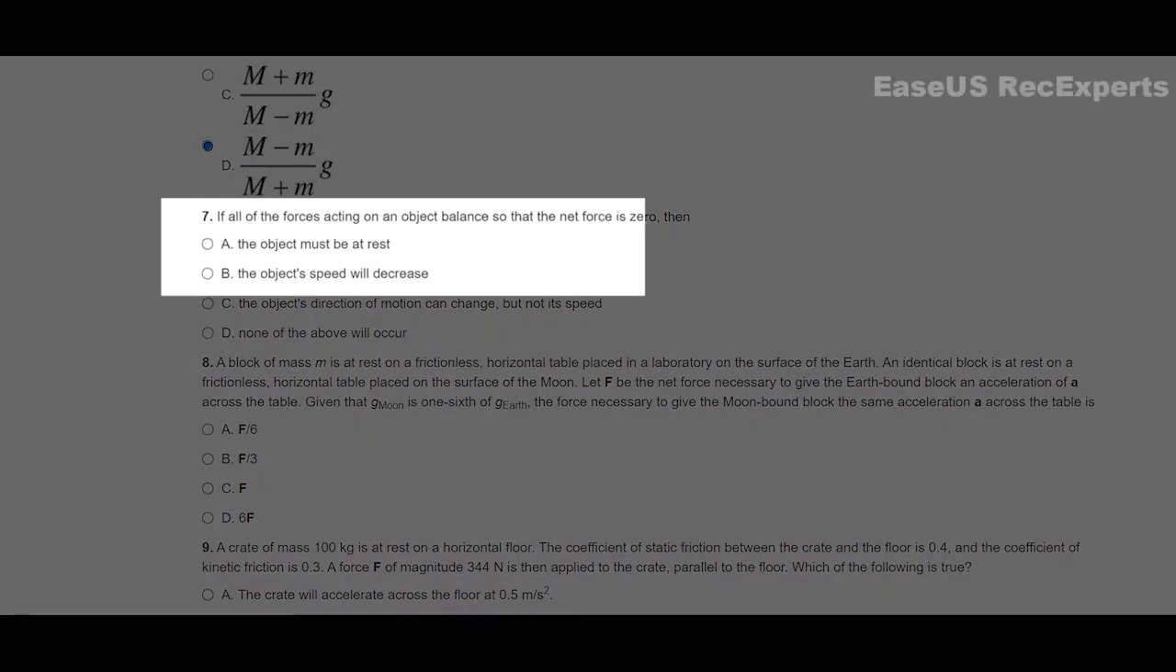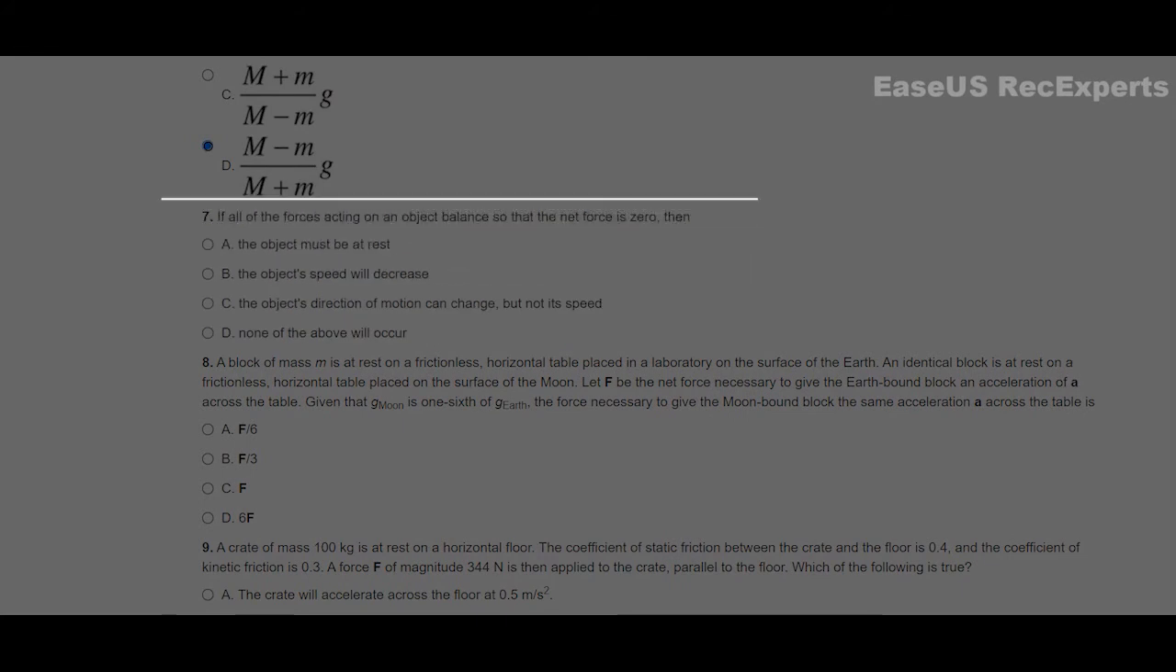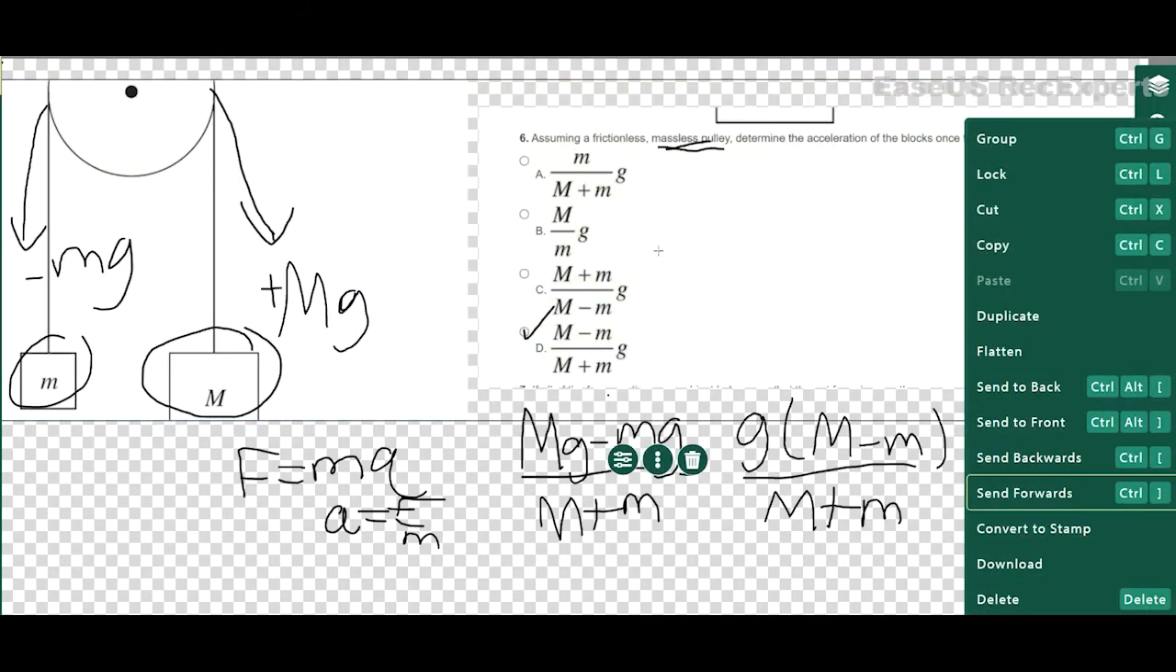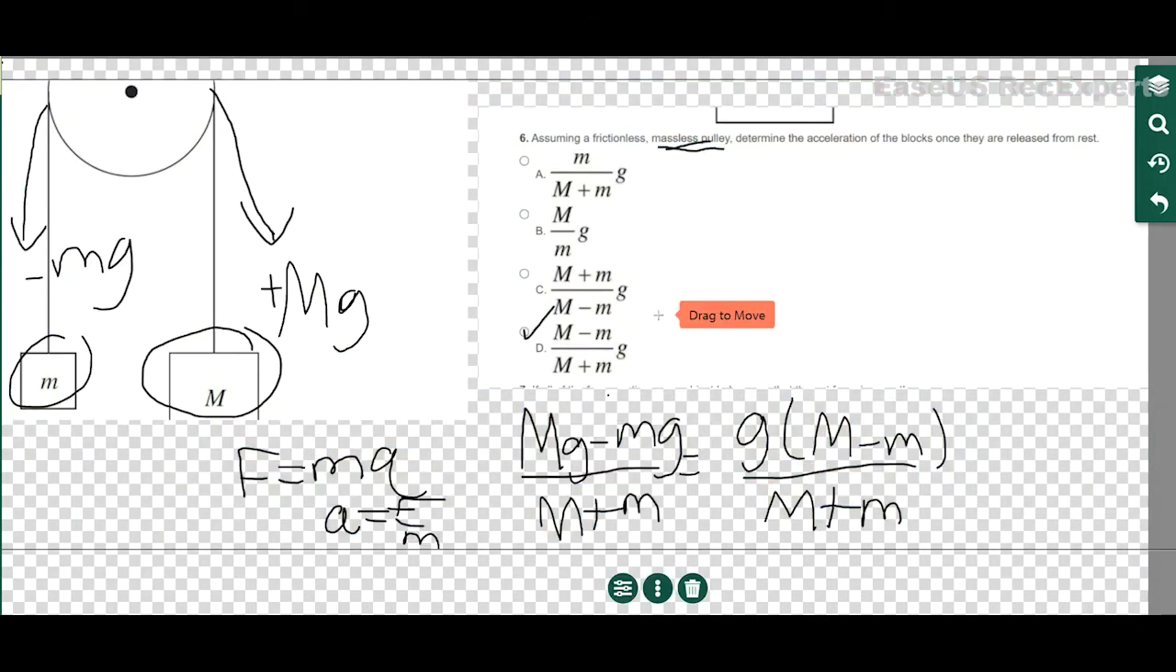Alright, now this is more of a conceptual question. If all the forces acting on an object balance out so that the net force is 0, then the object... So if your net force is equal to 0, you're setting your mass times acceleration equal to 0. Your mass is non-zero, so you can cancel the mass out.